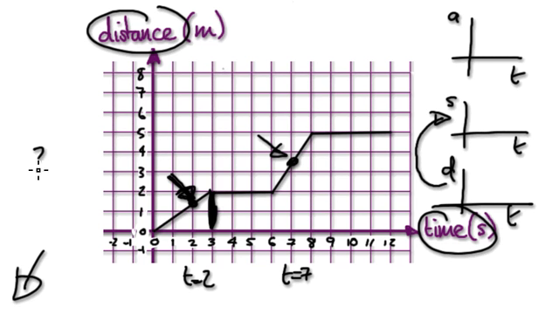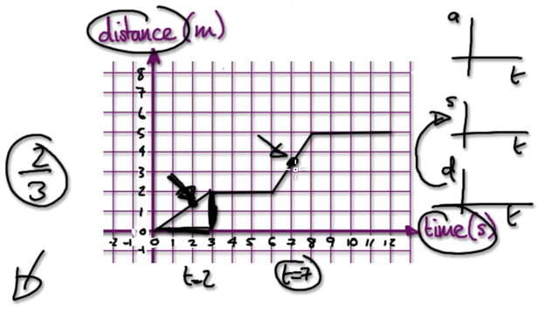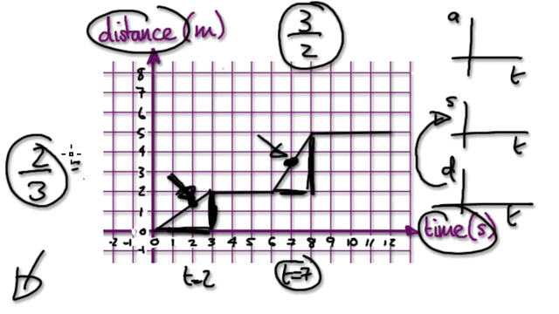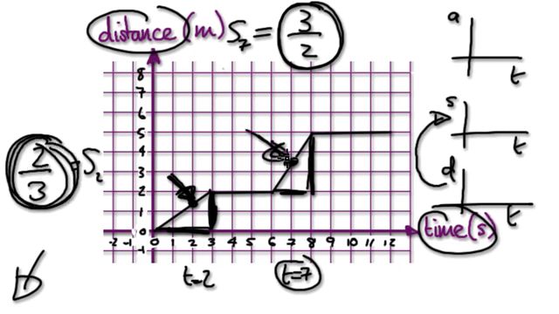The gradient here, the up and down is 2, and the across is 3. So the speed at time equals 2 is given by this. The speed at time equals 7 would be the gradient here, 3 over 2. You can see that this is bigger than this, so it's going faster at t equals 7.